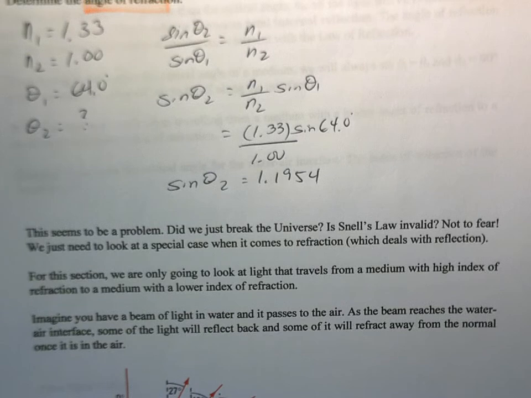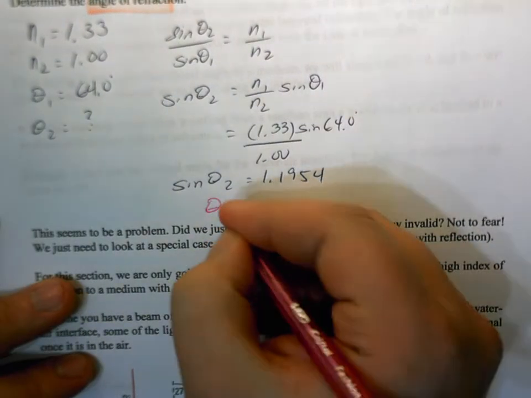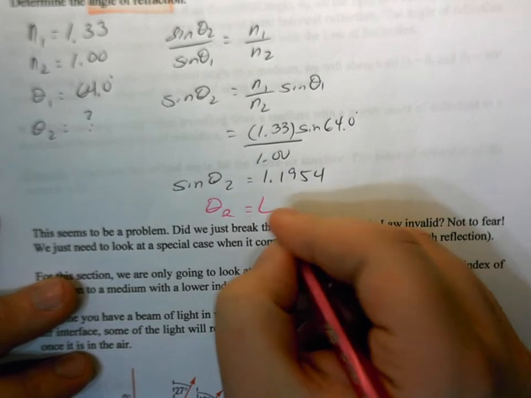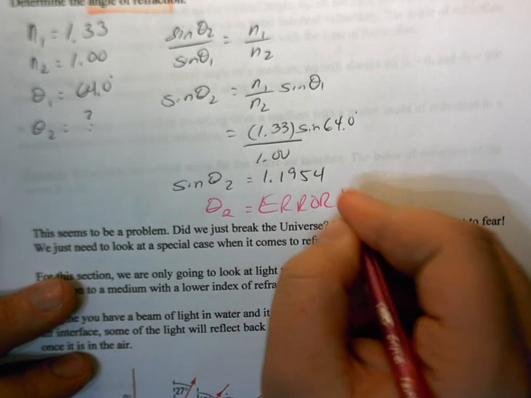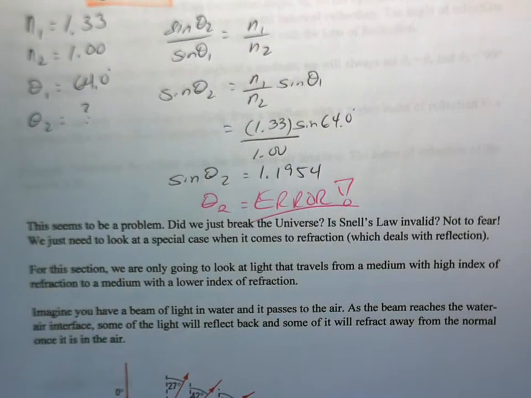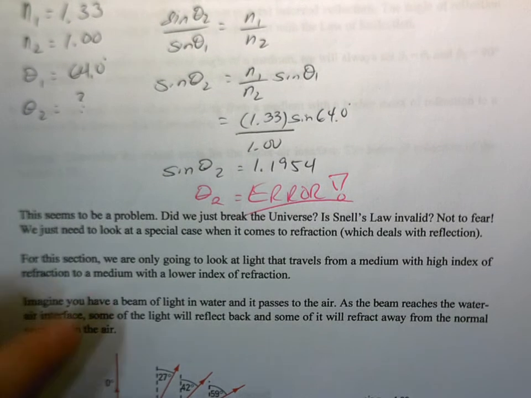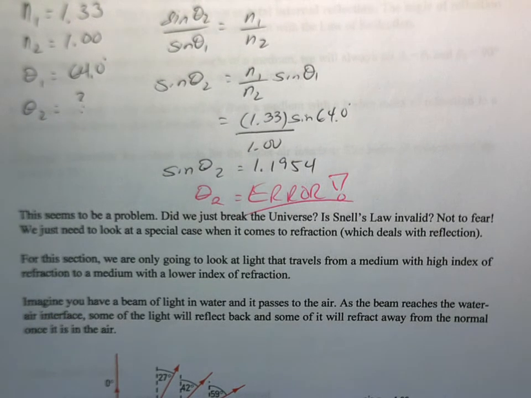Now for my really advanced math students, you're going to start to see there's going to be a little bit of an issue here. So sine of theta 2 is going to be that. Well, when I try to do theta 2 equals sine inverse of that, I'm going to get an error in my calculator. As you know, sine of an angle can only take values between -1 and +1. So if it's outside that range, we can't do much with it. So we can't actually calculate a value for the angle of refraction.